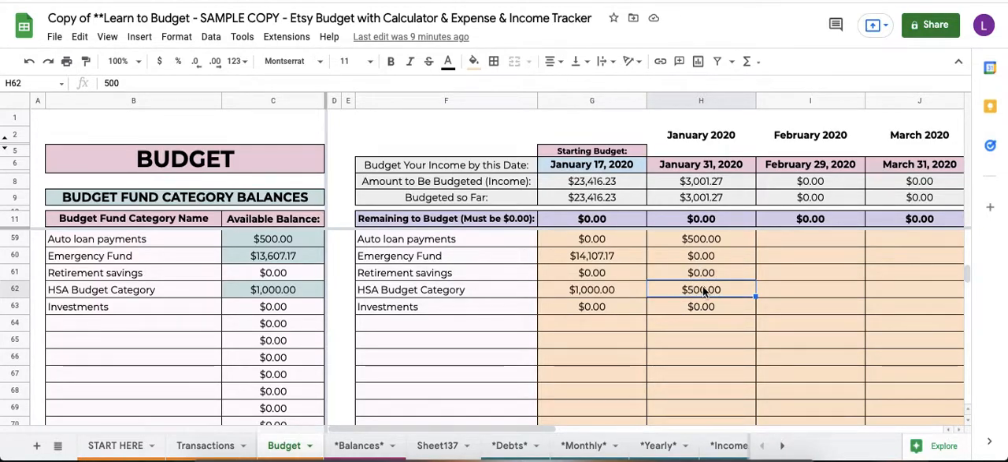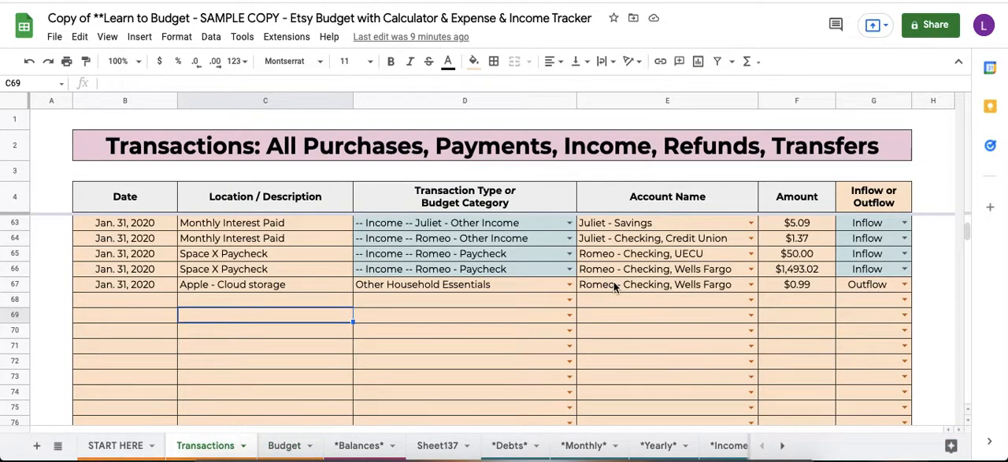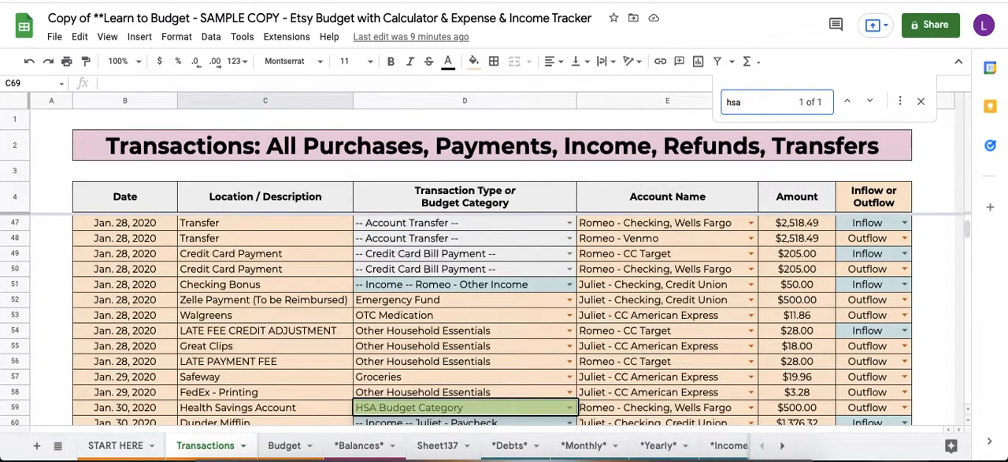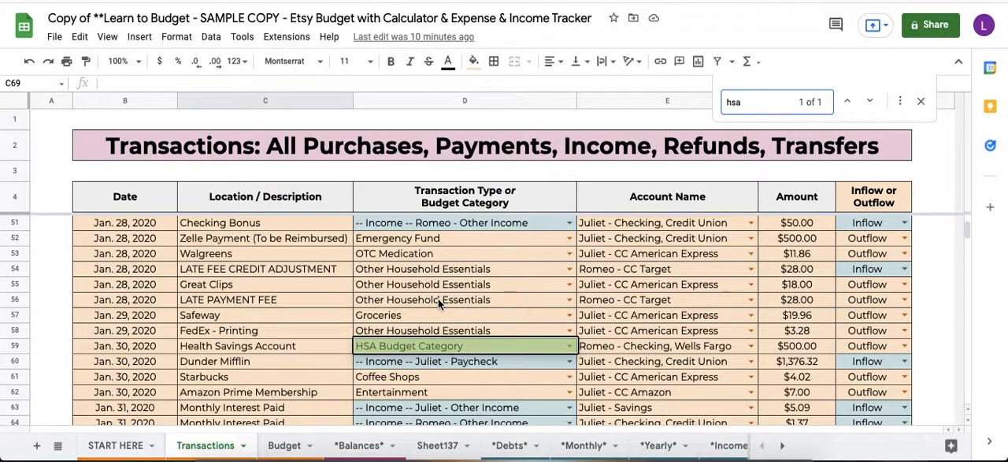So you're going to put $500 into this January column, if you so choose, to put towards your HSA budget category, to put it in that account that does not exist in this budget whenever you'd like to. Now, you'll notice here that if you add 1,000 plus 500, that equals 1,500. But over here, it only says 1,000, and I'm going to show you why. Well, that's because on the transaction sheet, at some point this month or last month, I already put money towards my health savings account.